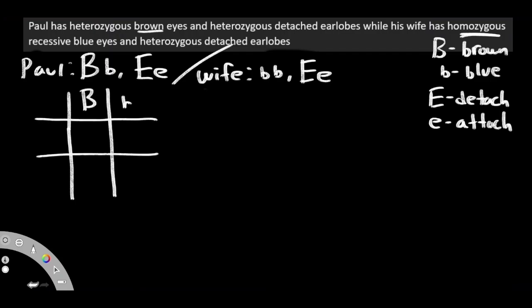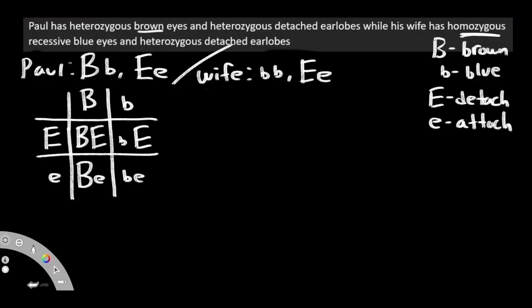So you have a big B and a small b crossed with a big E and a small e. I want to put the B's first before the E's, but it's up to you. You can put an E first as well. So you get big B, big E, and then you have a small b, big E. Then you have a big B, small e, and a small b, small e.